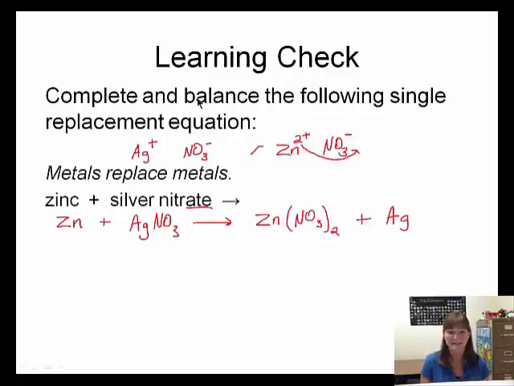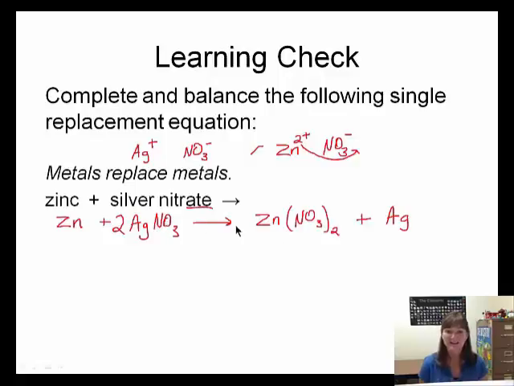Now we have to balance. So on the left side of this arrow, I have 1 zinc, and on the right side of the arrow I have 1 zinc. So my zinc is balanced. Looking at my silver, I've got 1 silver on the left, 1 silver on the right. Keeping my polyatomic ions together, how many nitrates do I have on the left? I have 3 oxygens, but I only have 1 NO3. Over on the right I have 2 NO3s. So I need to put a 2 coefficient in front of the silver nitrate to give me 2 nitrates.